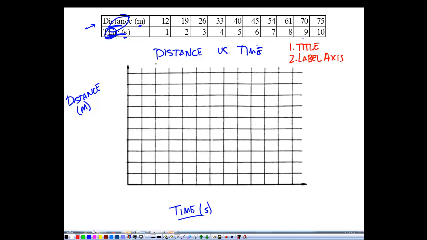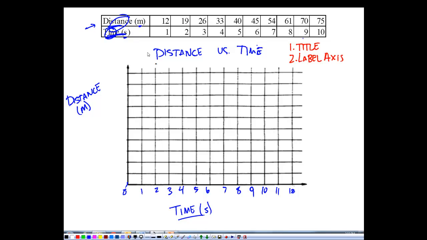The next thing that we have to do is give ourselves a scale. Now here we're going from 1 to 10 in time, and we've got 1, 2, 3, 4, 5, 6, 7, 8, 9, 10, 11, 12 places. So we'll go 0, 1 second, 2 seconds, all the way down the line. It's a very convenient interval.